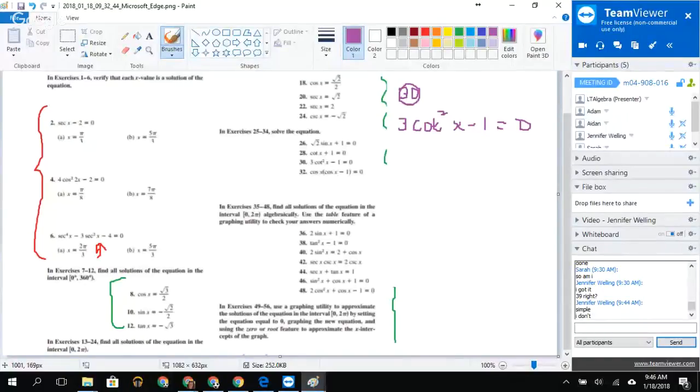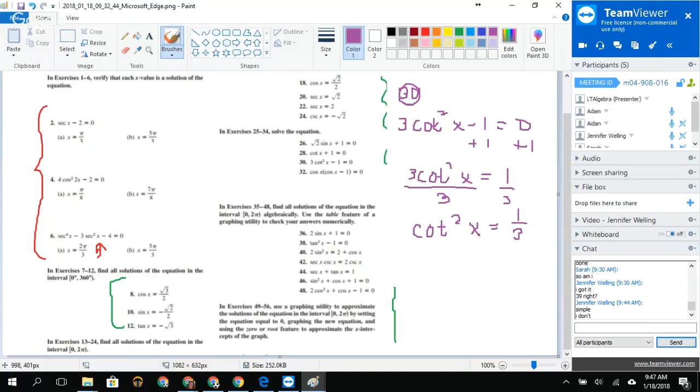We're going to do all the same things that we would do to a regular equation to a trig equation. We're going to try to get everything away from our x term so that we can solve it. So we add 1 to both sides and get 3 cotangent squared of x equals 1. Then we divide both sides by 3, so we have the cotangent squared of x equals 1/3.